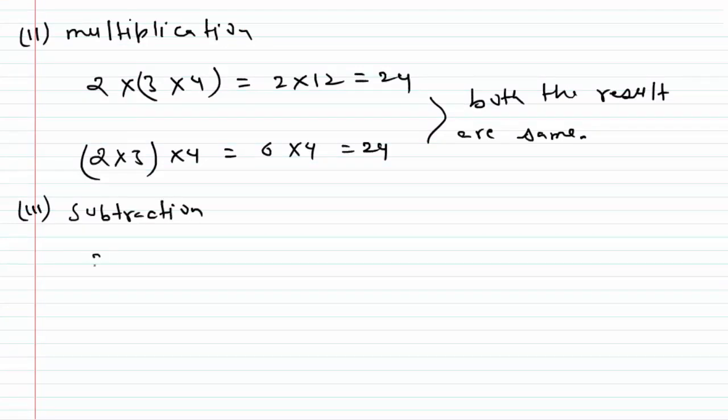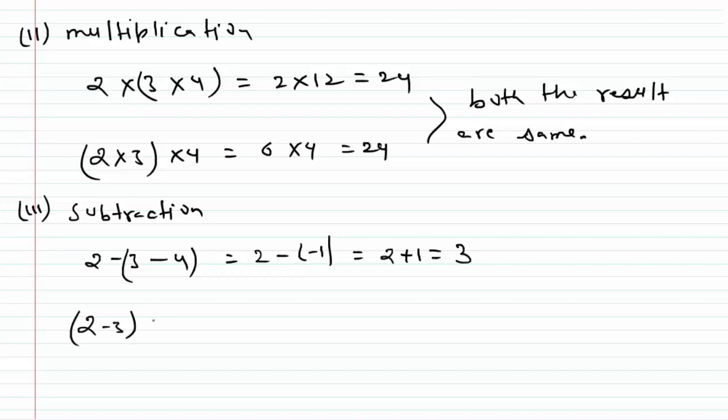So you are subtracting 3 from 2 and then you are subtracting 4 from the result. In the first case you grouped B and C, that is 3 and 4, so you will get the result as 2 minus minus 1, that is 2 plus 1, that is equal to 3. And in the second case you grouped A and B, that is 2 minus 3, and then you perform the subtraction of C from the resultant, then you will get minus 1 minus 4, that is minus 5. So here you found that the results are not the same.